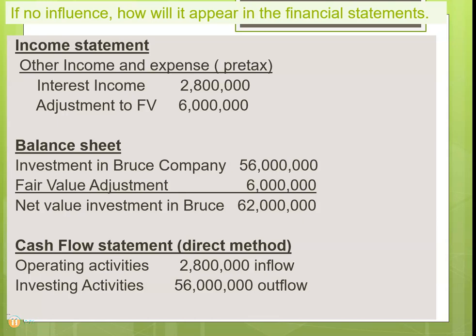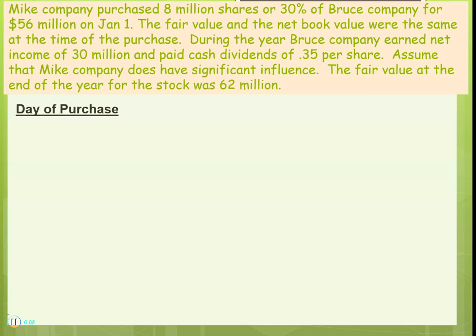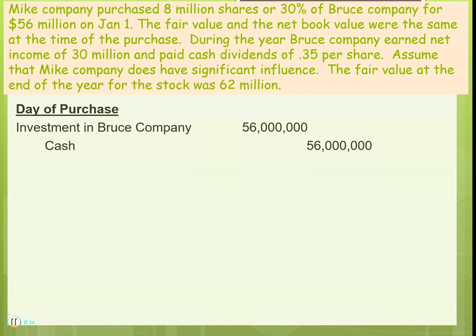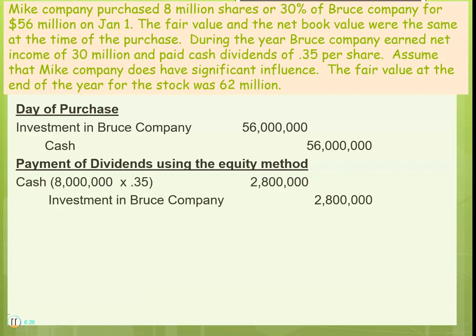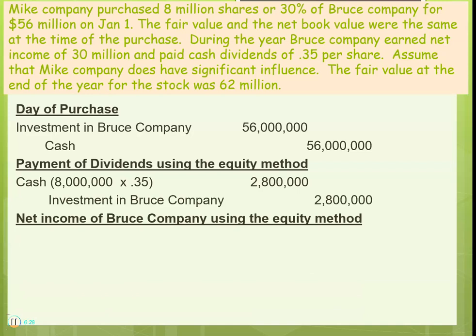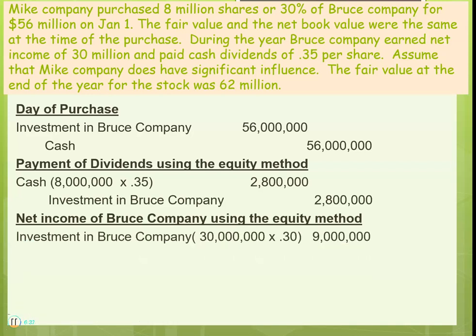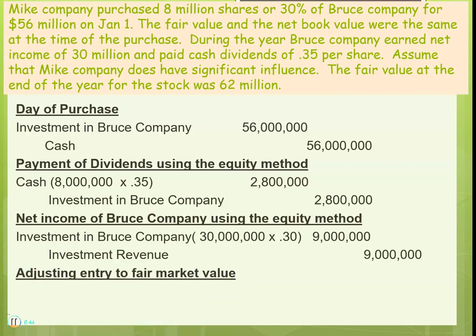Now the same problem, but what if instead we had significant influence? Because now we own 30%. At the date of the purchase, nothing changes. We just book the investment. But the rest of it changes. When the subsidiary pays dividends, it is going to reduce our investment account. When we find out the net income of the company, we have to adjust our investment account by increasing it based on our share, but we also have to record that as investment revenue. Seems a little unfair, but that's how it works. Now, adjustment entry to fair value, we don't do that unless we've chosen the fair value option.